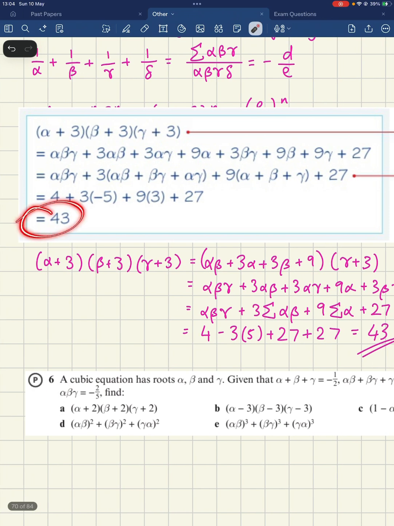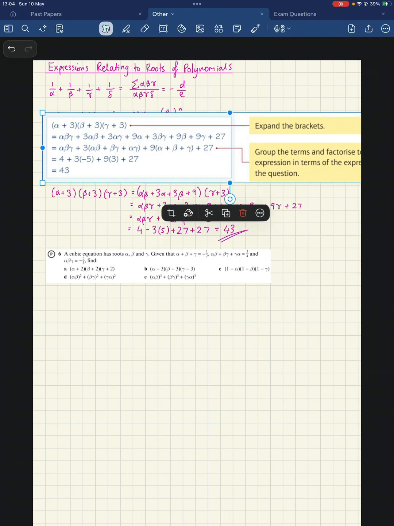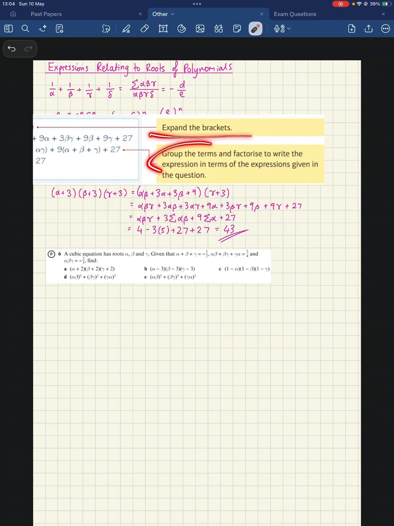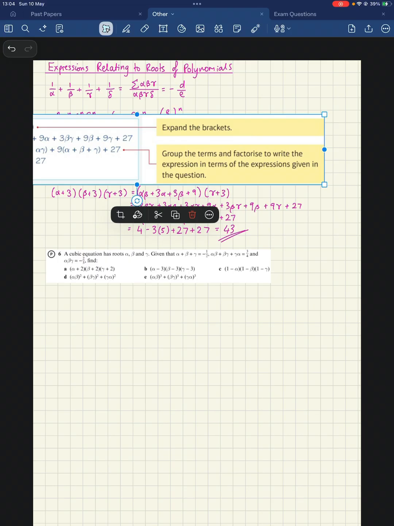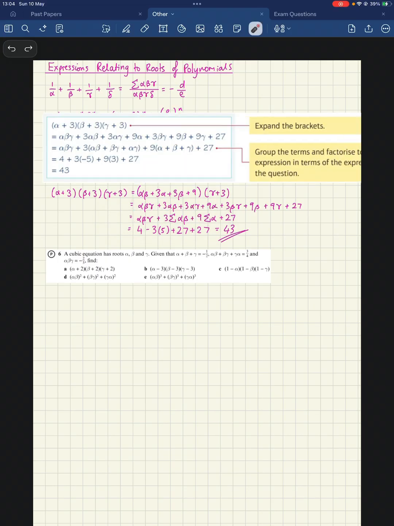And yeah, 43, 43. They've just done everything. So they expanded the brackets and then grouped the terms and factorized exactly like we did. Okay. Actually, I'll just put that back.